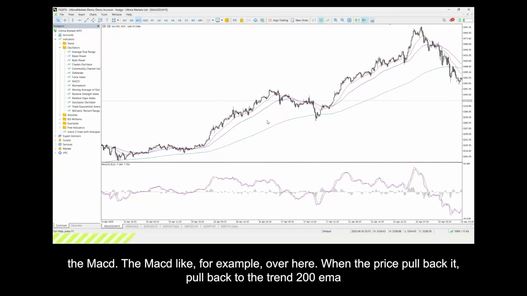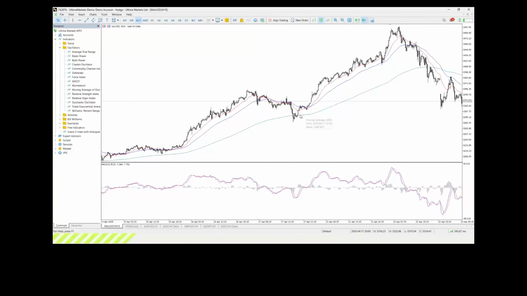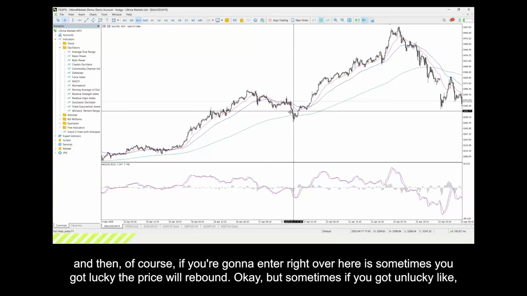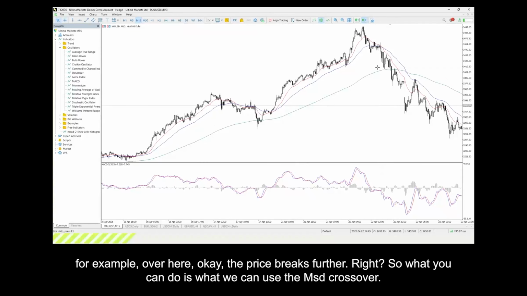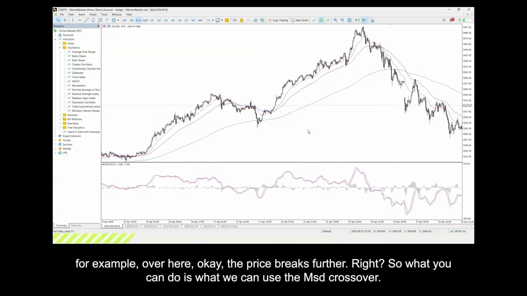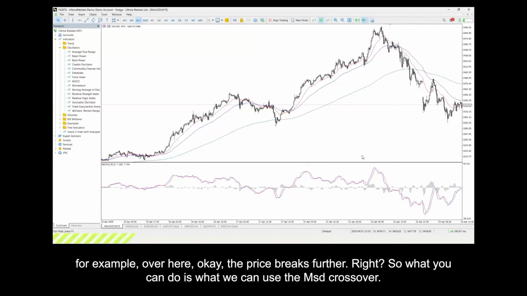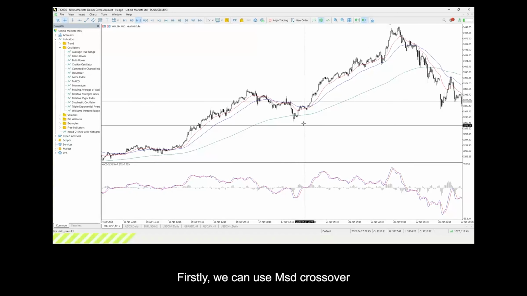For example, over here, when the price pulls back to the trend 200 EMA, and of course if you enter right over here, sometimes you get lucky and the price will rebound. But sometimes if you get unlucky, like over here, the price breaks further. So what we can do is use the MACD crossover.